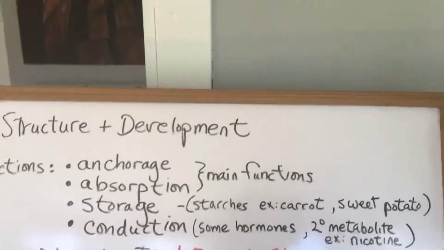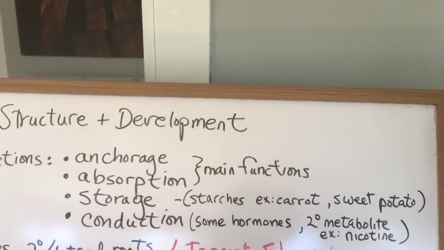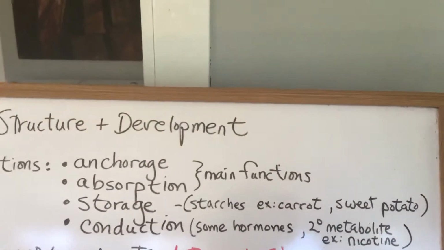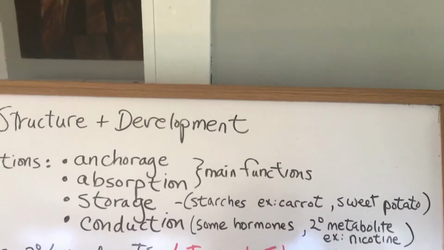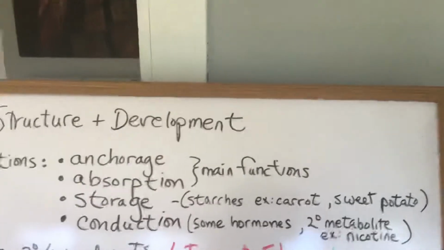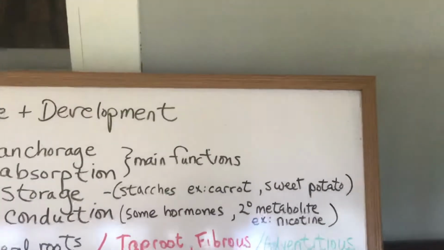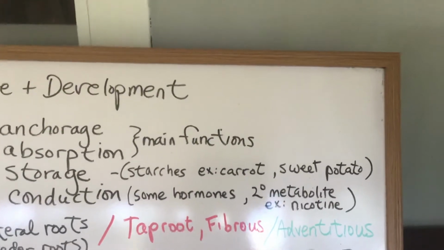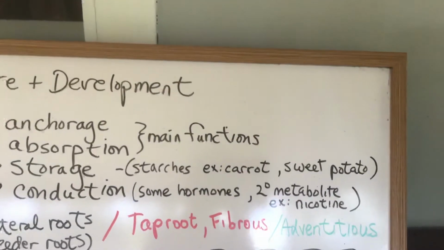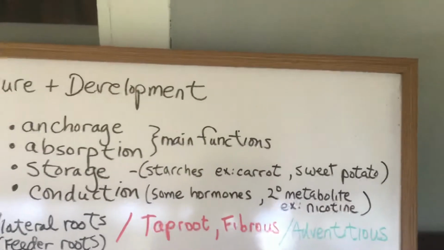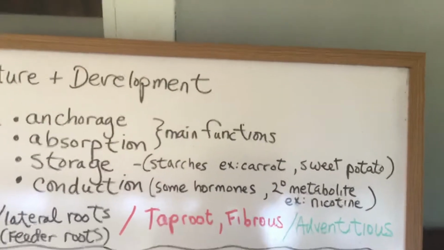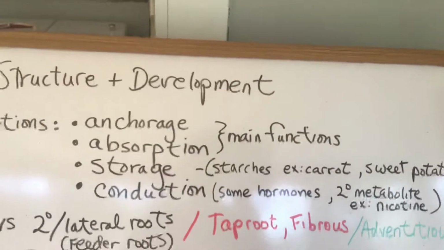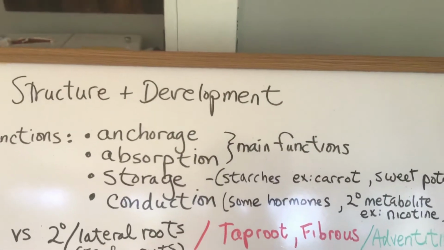Those actually have storage roots. And then there's conduction, which means that it might be making some materials like hormones or secondary metabolites that it then distributes throughout the plant. Some examples, I think, are cytokinins, which are made in the roots, I believe, and secondary metabolites like nicotine may be made in the roots and then transported to the leaves, acting as an anti-herbivory thing. So storage and conduction are kind of secondary features of roots, but still important.